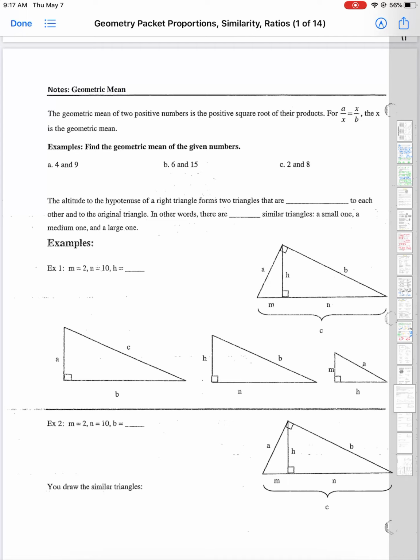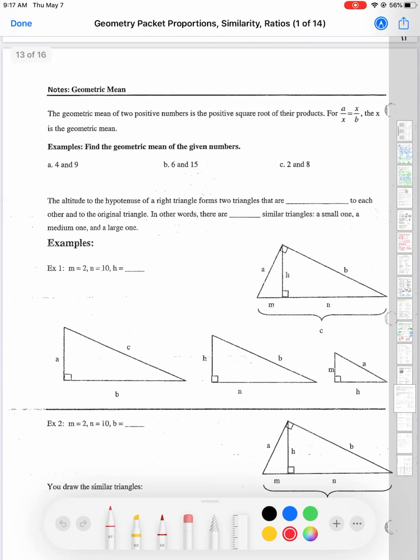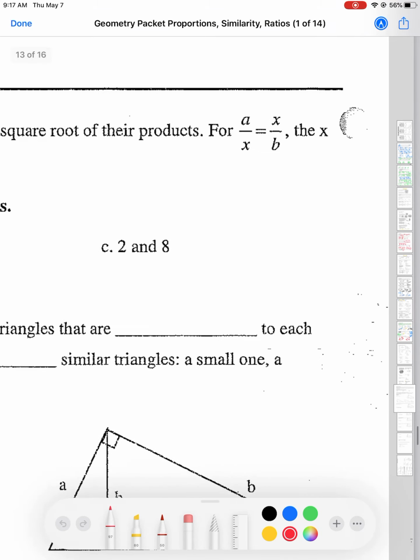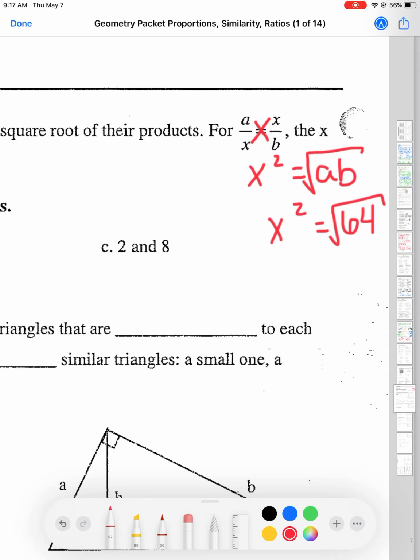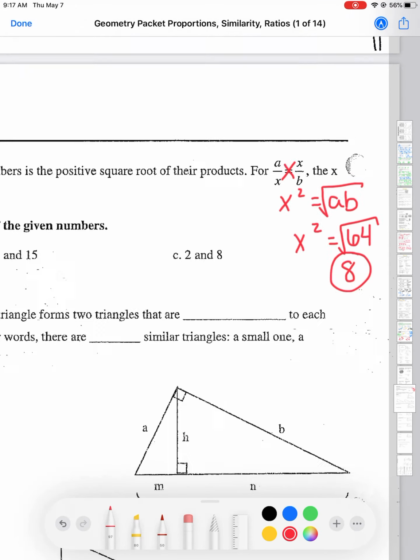All right, so for this week, we're going to do some notes over what's called geometric mean. It's pretty easy. The geometric mean of two positive numbers is the positive square root of their products. So if we would take the cross product of this proportion right here, we would get x squared equals ab. Then we would take the square root of ab. So let's say this was x squared equals 64. We would take the square root of 64, and then the geometric mean would be 8.